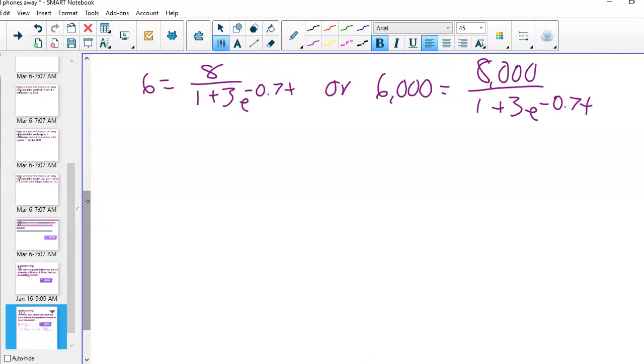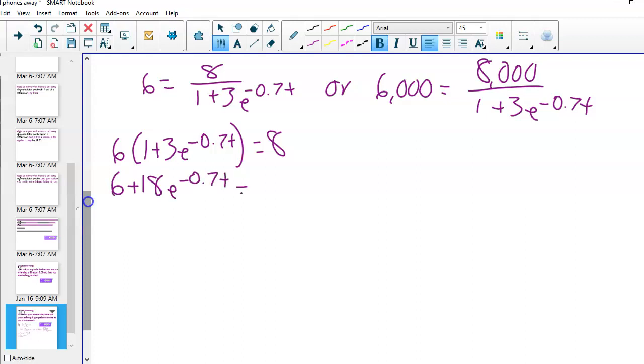They will both work out to be the same answer. So I'm just going to go ahead and do this one. We need to get T by itself. We're trying to find how many years. So multiply by your denominator. And then at that point, you have a couple of choices. You can either divide by 6 and start solving it like that, or you can distribute and solve it like that. I'm going to distribute. We're trying to get everything away from T, so subtract, divide.